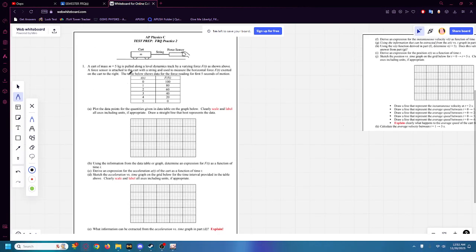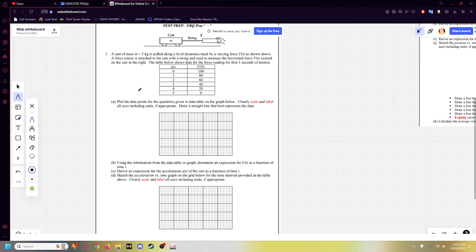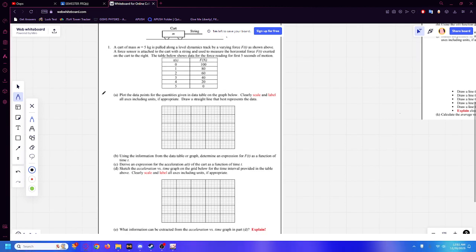So, the question provides us with the mass and a chart that shows time and force. Part A asks us to draw a force versus time graph from the chart. So, this is F and this is T.